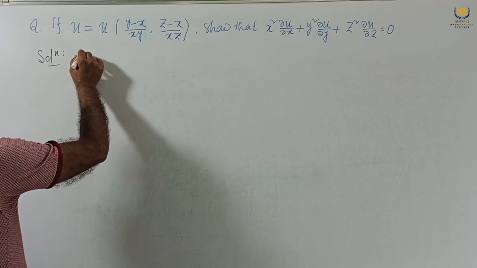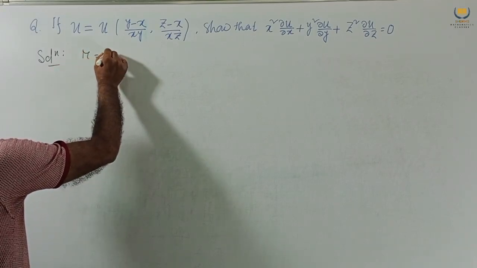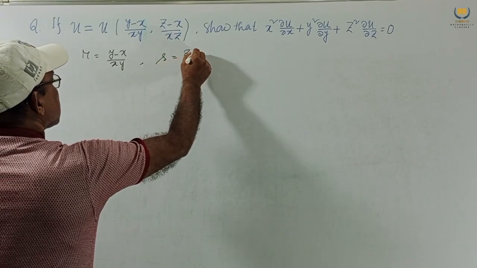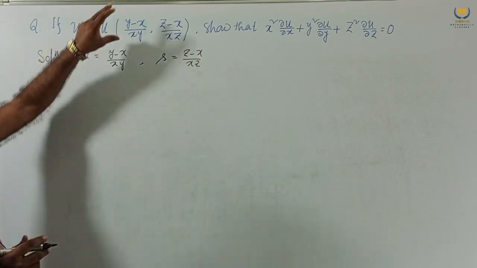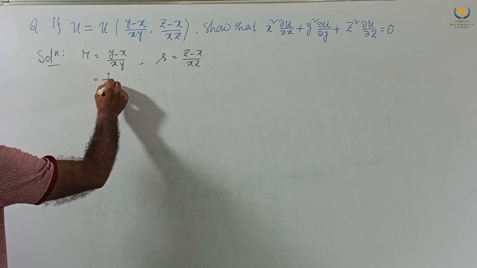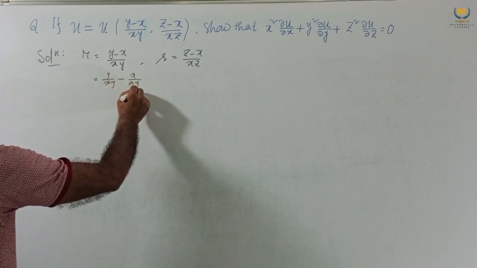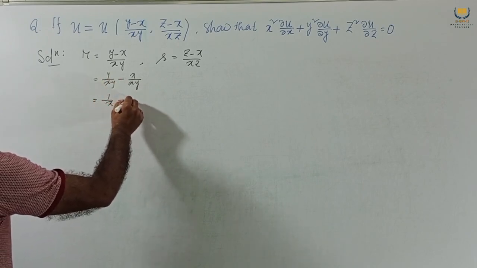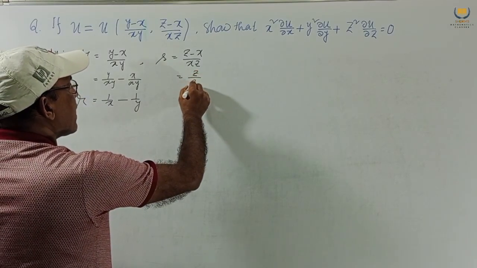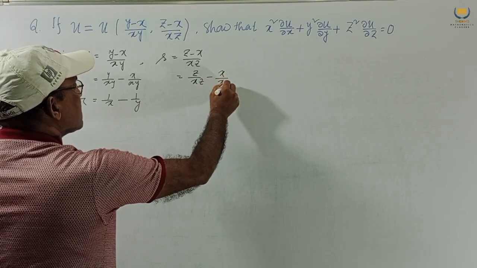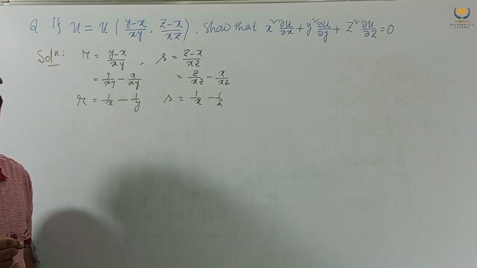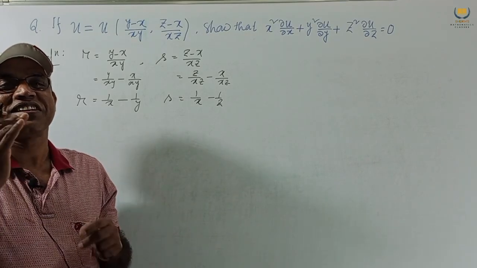We consider r equal to (y minus x)/xy and s equal to (z minus x)/xz. This implies y/xy minus x/xy, and this will be cancelled: 1/x minus 1/y. This is r. And here also you can write z/xz minus x/xz, which is 1/x minus 1/z. This is s. Just simplify this. Now we start our problem.